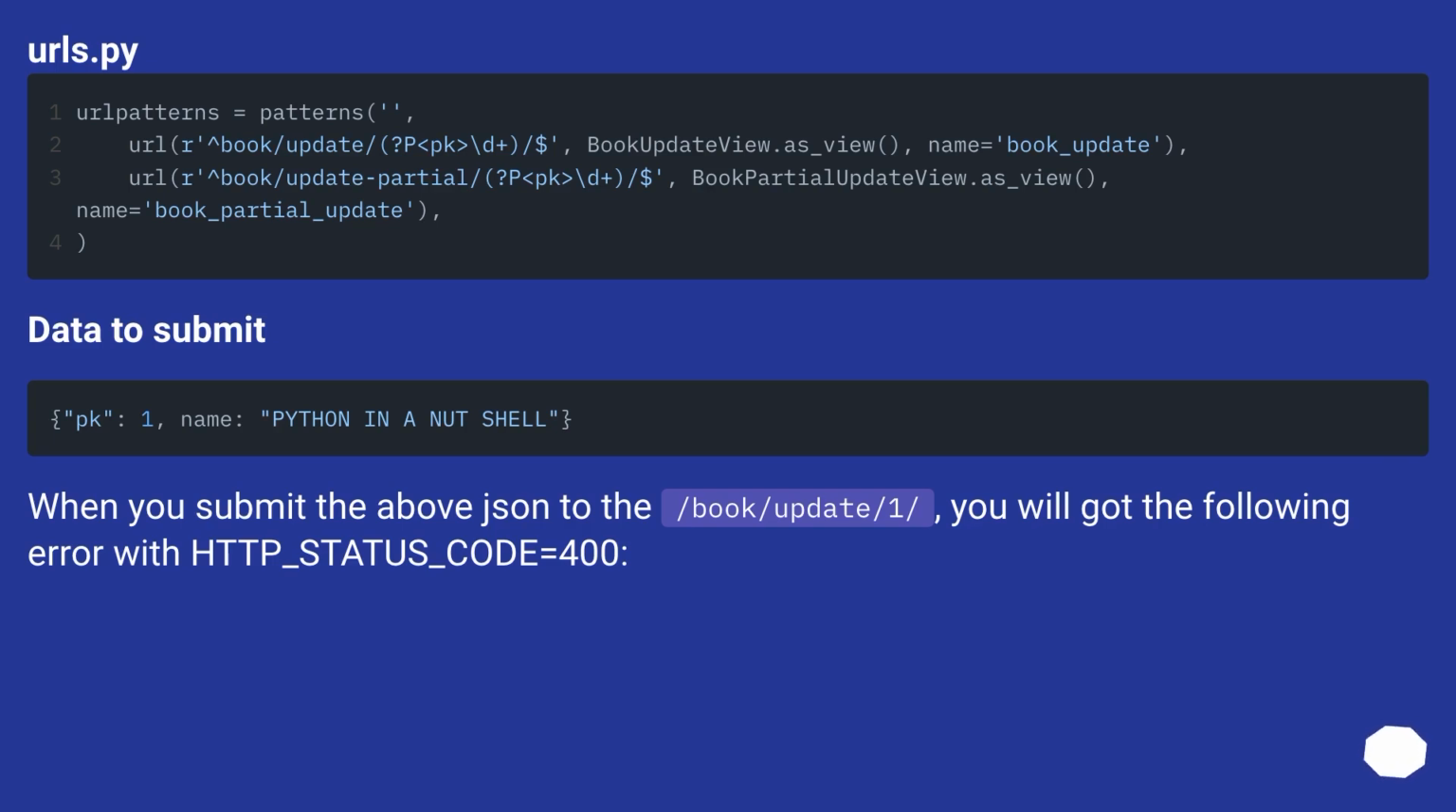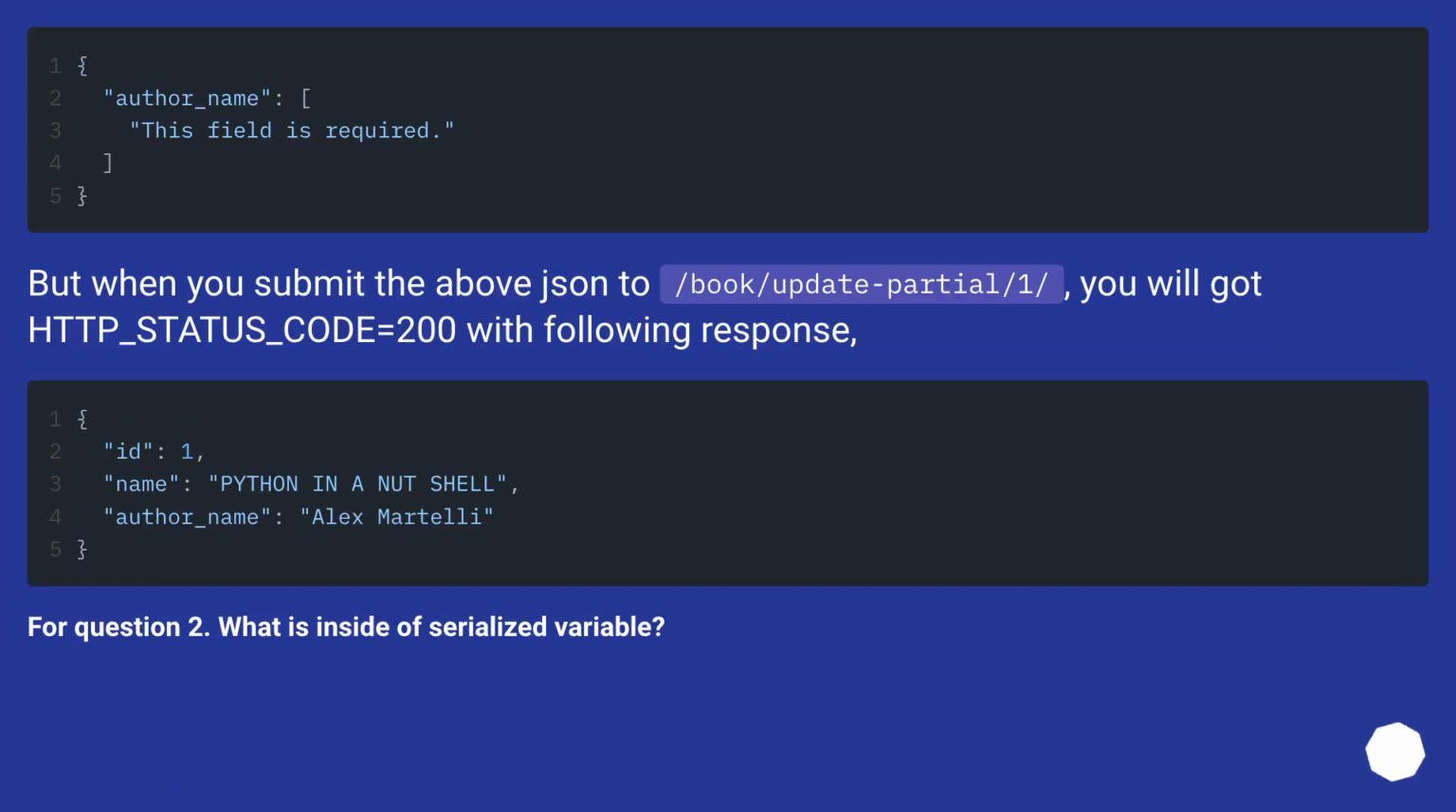When you submit the above JSON to /book/update/1/, you will get the following error with http_status_code equals 400. But when you submit the above JSON to /book/update_partial/1/, you will get http_status_code equals 200 with the following response.